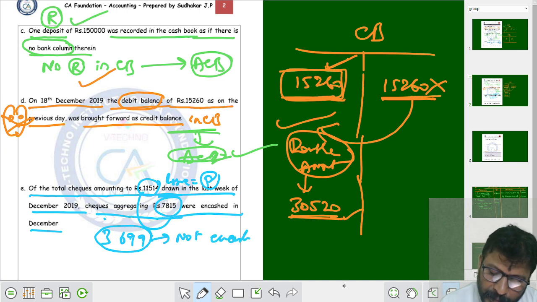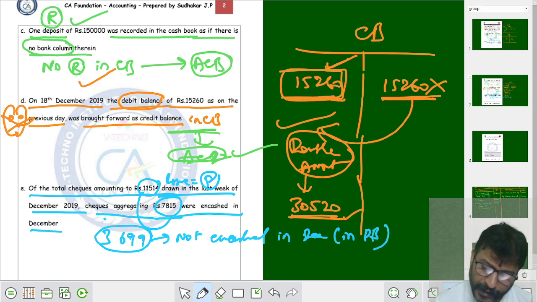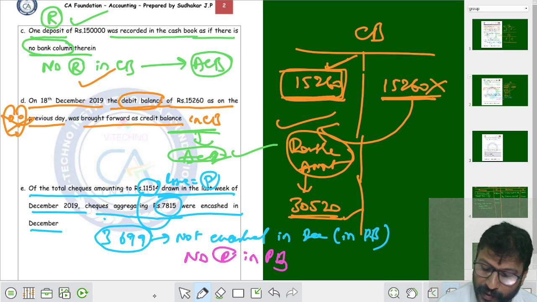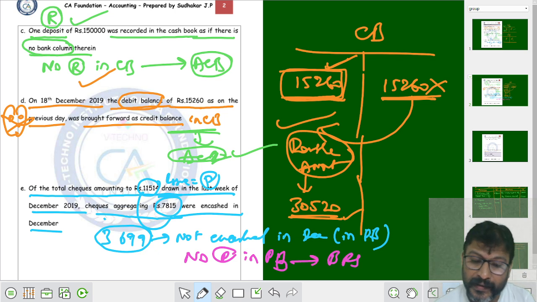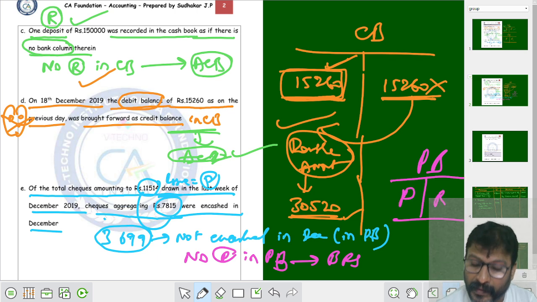Not encashed in December. Where? In passbook. Not encashed in December in passbook means no payment in passbook. When no payment in passbook, it comes in BRS. What side? Passbook, debit side payment, credit side receipt. No payment in passbook means no debit in passbook.